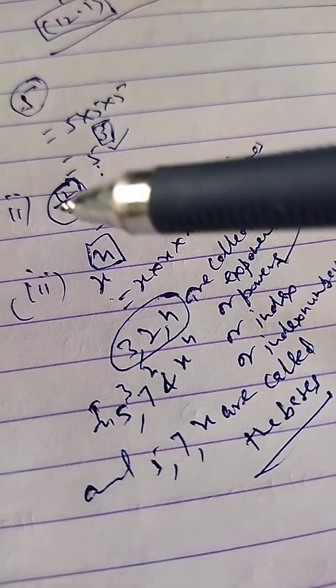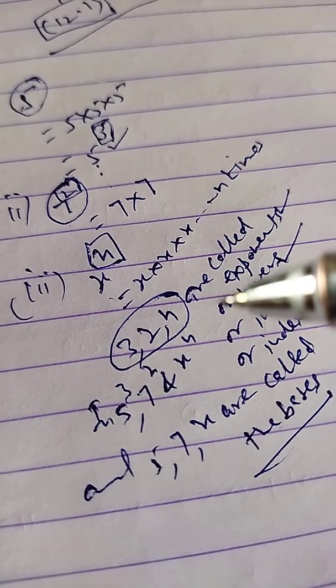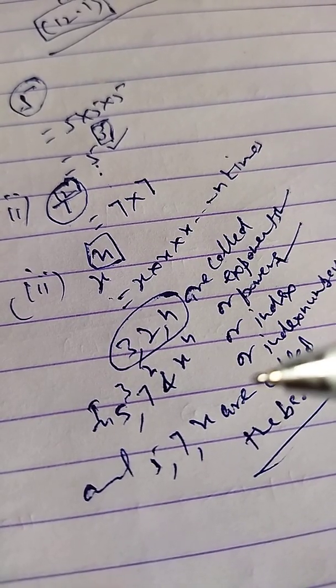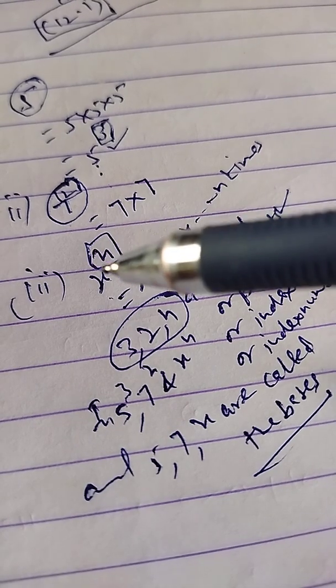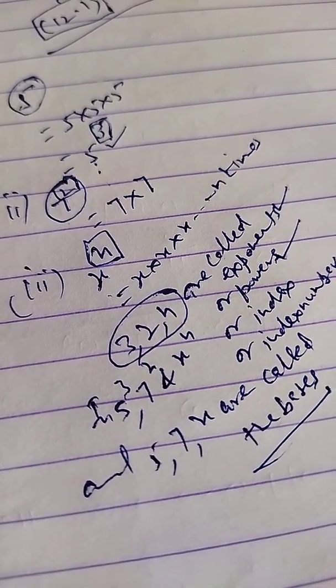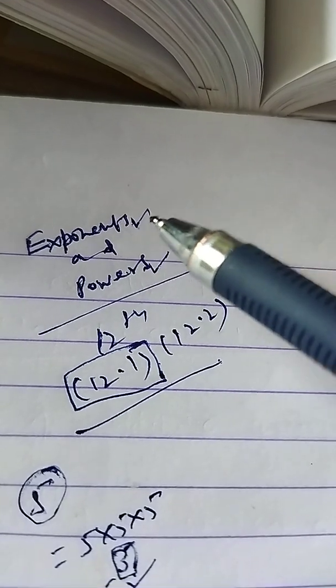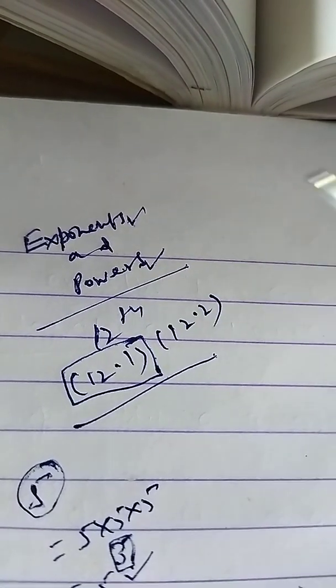So powers are called the exponents or the index numbers or the index, and the numbers of which the power is taken are the bases. So that is the meaning I have cleared to you. What do you mean by exponent and what is the power?